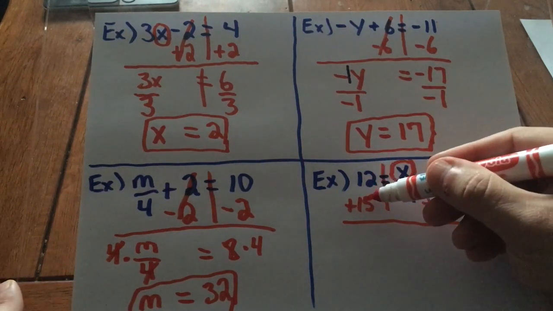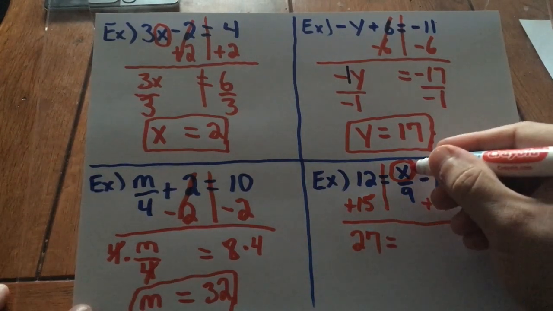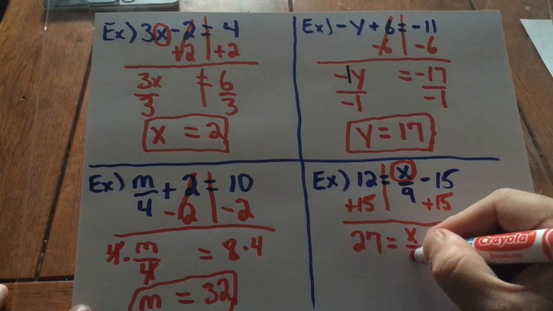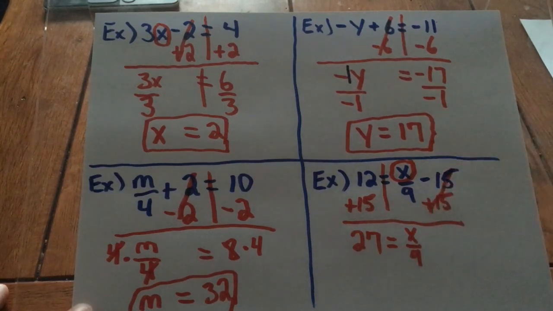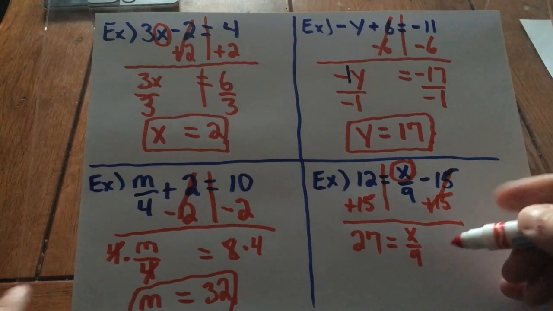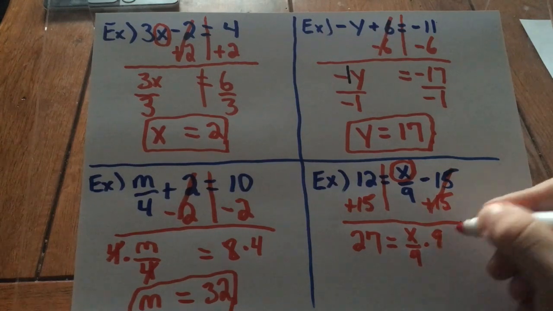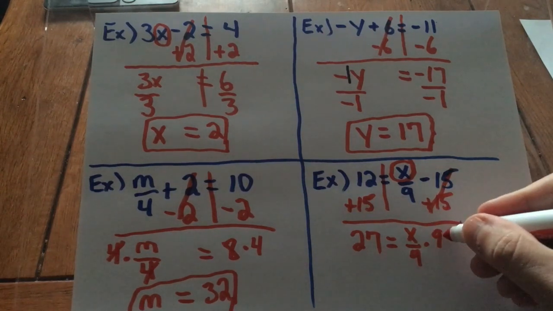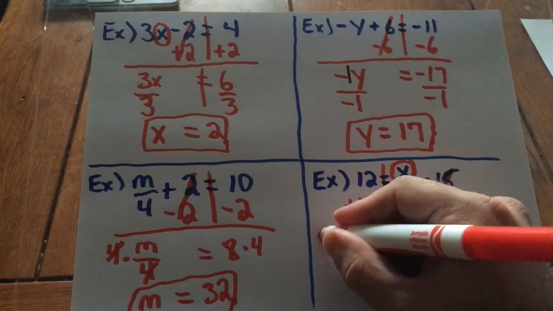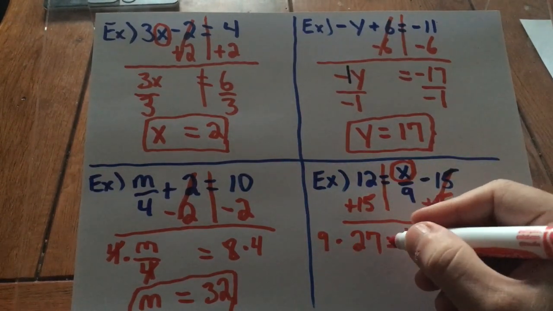So I've got 12 plus 15 is 27. And that's going to be equal to x over 9. And then these terms cancel out. So negative 15 plus 15 is 0. Finally, last step, multiply or divide to solve. I've got x divided by 9. When I've got x divided by 9, then I've got to multiply by 9 here to cancel that out. And what I do on one side, I do on the other. Okay? So here I've got 9 times 27.